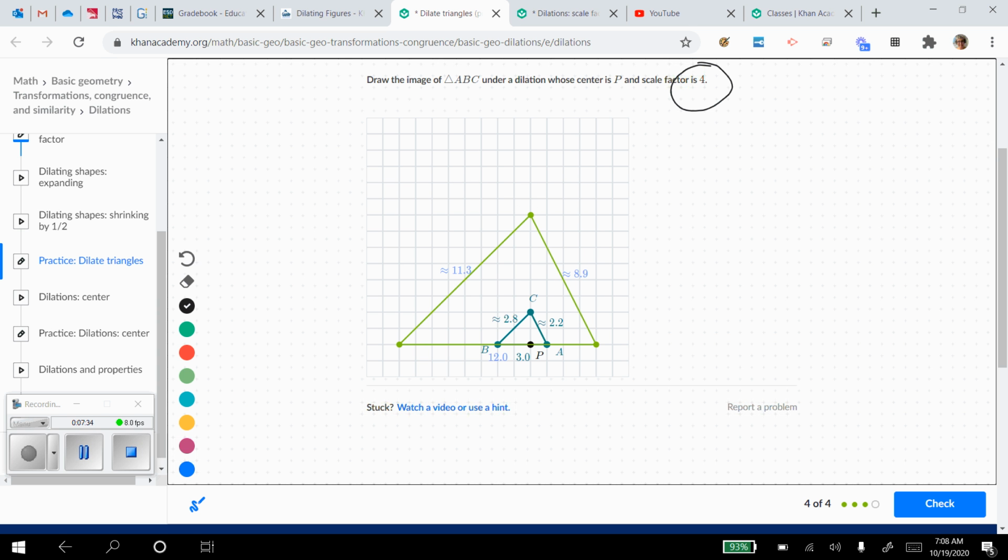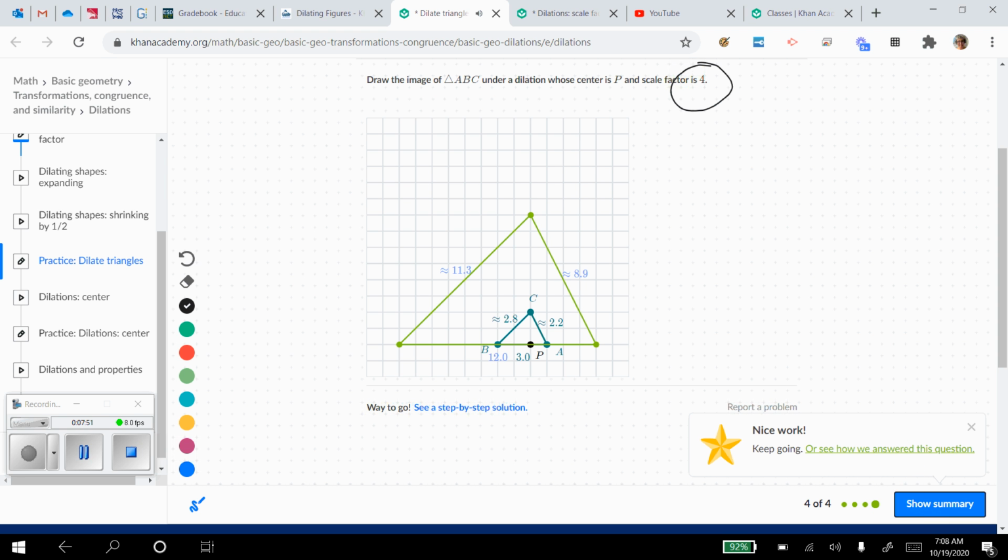Let's look at the numbers really fast. So we've got 3 times 4 is 12. Is 2.8 times 4 11.3, and is 2.2 times 4 8.9. Hopefully the shapes look the same shape but different sizes. I think I've got it. Let's check it. Awesome. Good job.